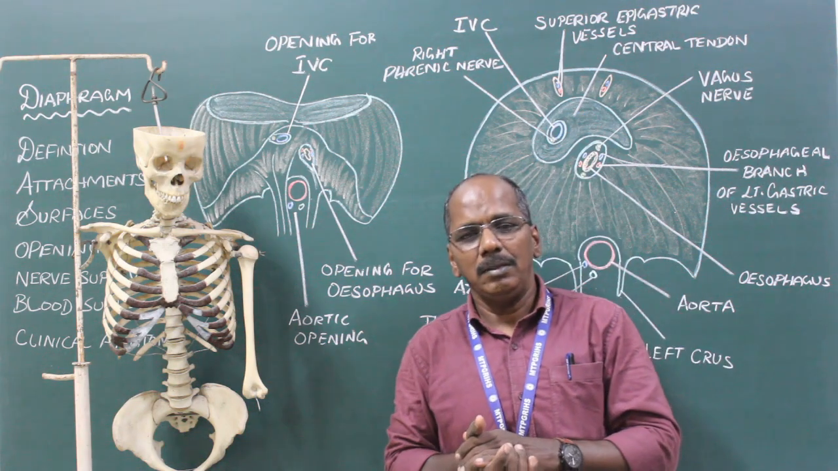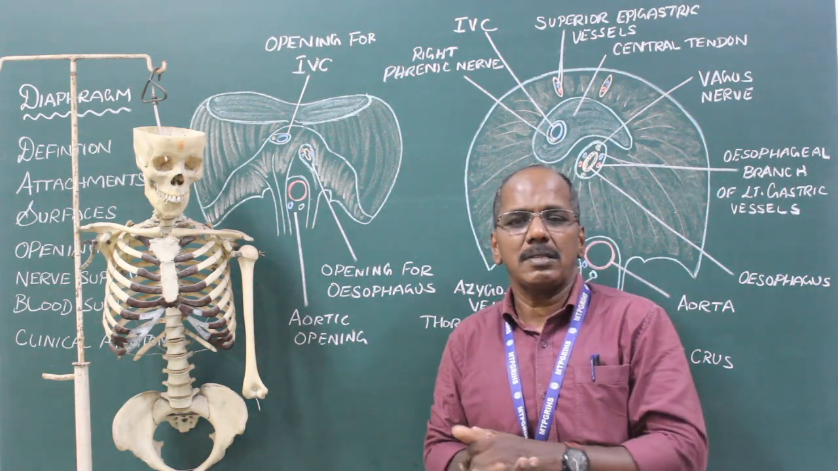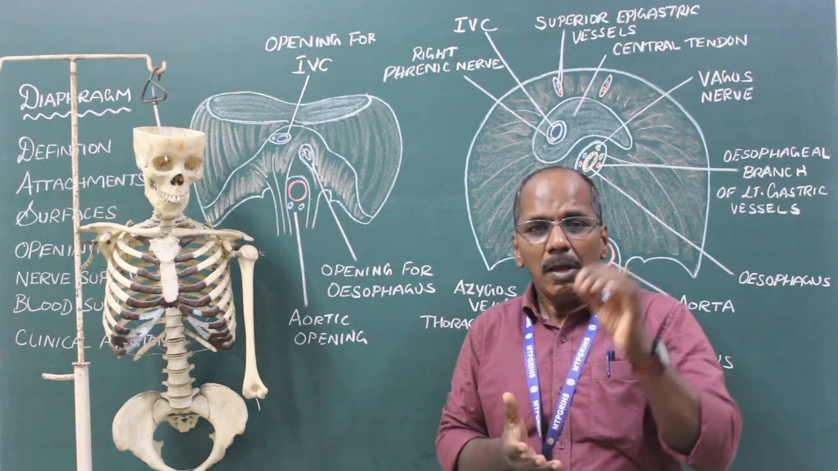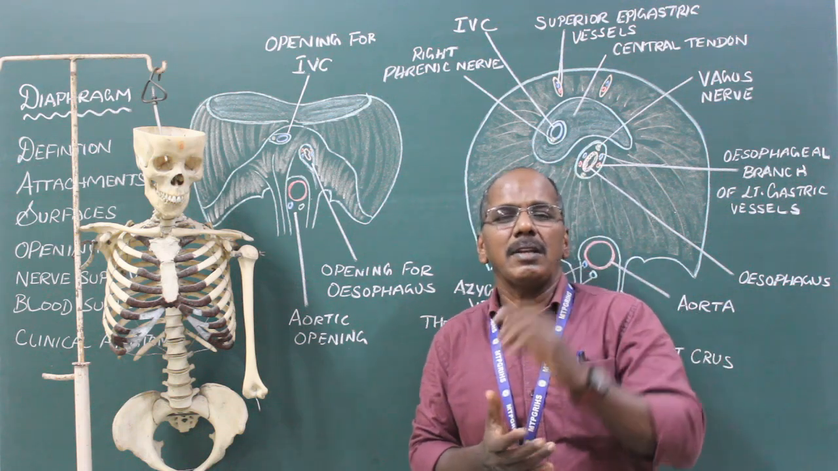Clinical anatomy. Diaphragmatic paralysis. Injury to the phrenic nerve results in paralysis of the diaphragm.